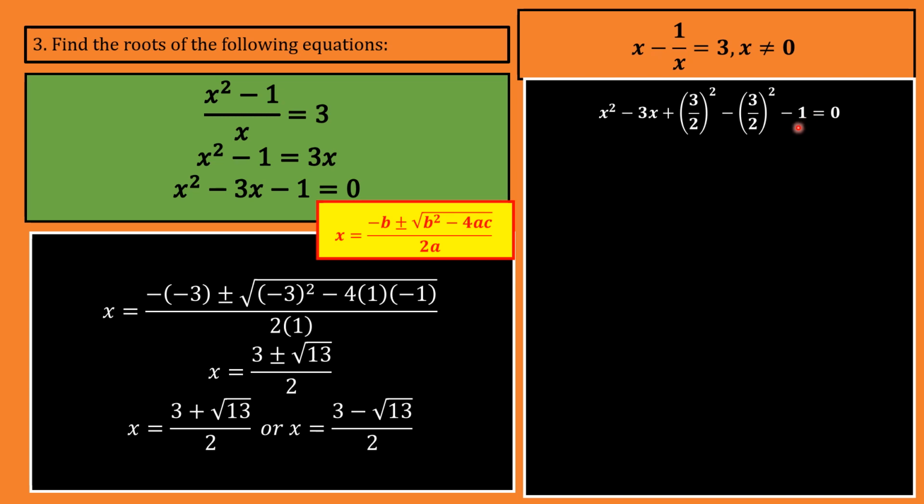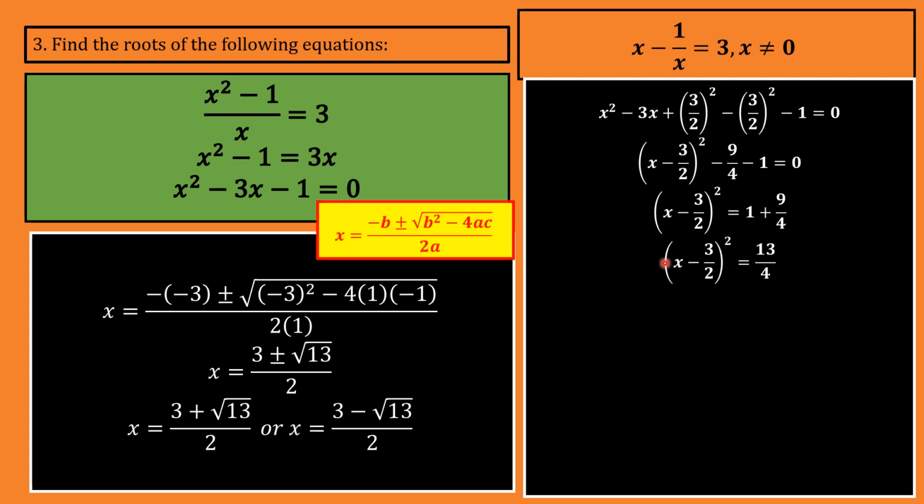And this is the remaining, the constant term, minus 1 is equal to 0. So the first three terms give x minus 3 upon 2 whole square, a minus b square. Okay, a is x, b is 3 upon 2. Simplifying this, we get 9 upon 4 minus 1. Further on simplification, shifting this to this side, we get 4 ones are 4, 9, 13 upon 4. Further taking under root on both sides, we get x minus 3 upon 2 is equal to plus minus under root 13 upon 4, which gives us plus minus under root 13 upon 2.